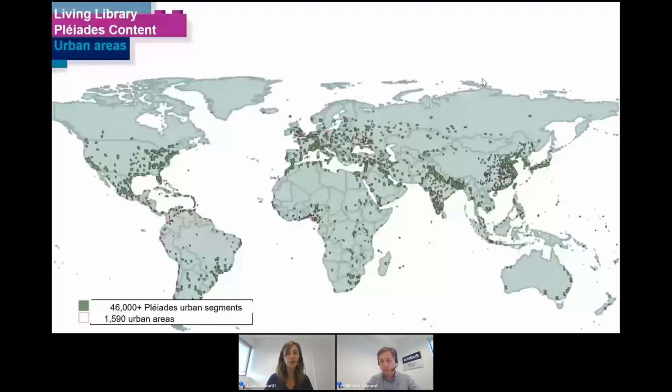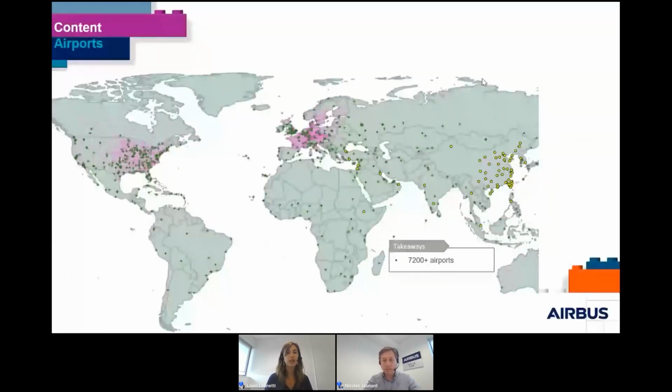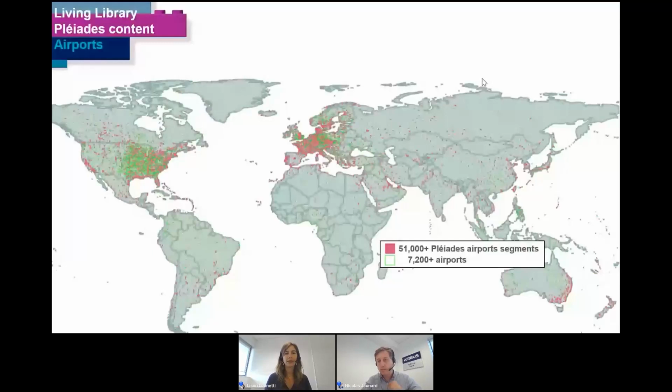So moving on to airports. Here is an overview of the more than 7,000 airports we are acquiring data over. Here you have a snapshot of the Pleiades content in the Living Library, so immediately available in streaming and for fast download. And again, same principle, Pleiades Neo will complement this strategy very soon, starting in September.